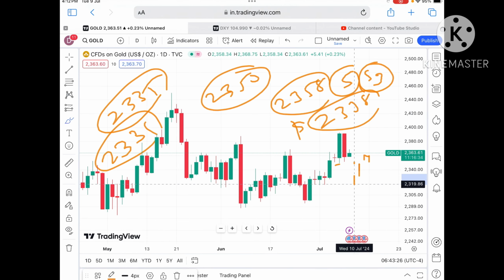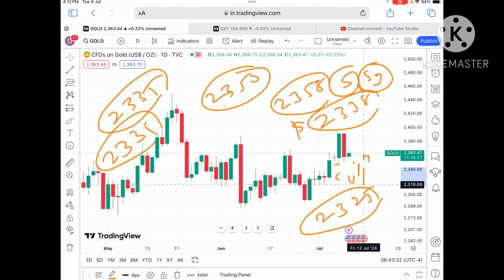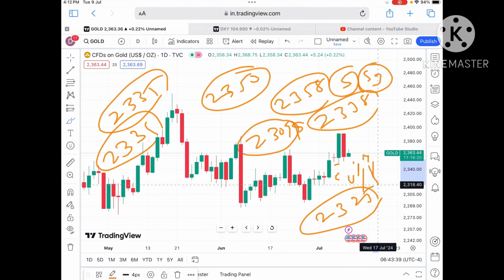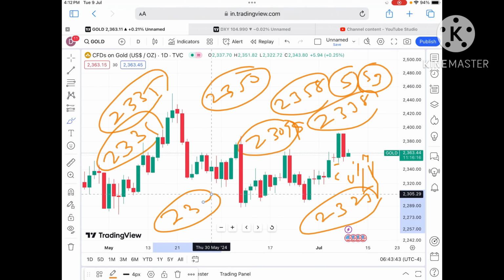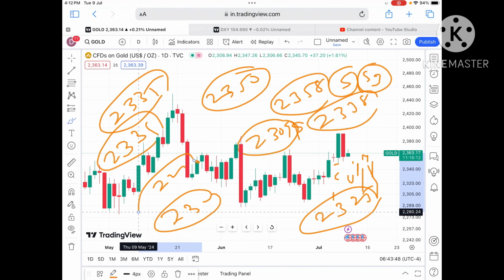So if it started going below this level, a further downfall we can see towards a level of around 2325, and then if the price falls below that particular level, chances of going towards a level of 2309. If it falls below that particular zone, a further downfall we can see towards a level of 2300, and if that didn't sustain, a further downfall towards 2295, and then further low if the price didn't sustain that level.